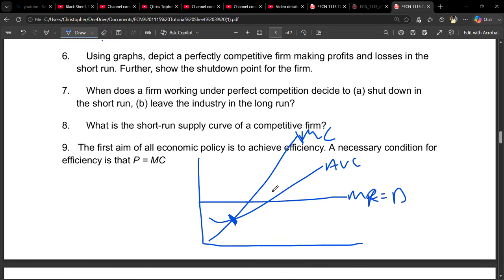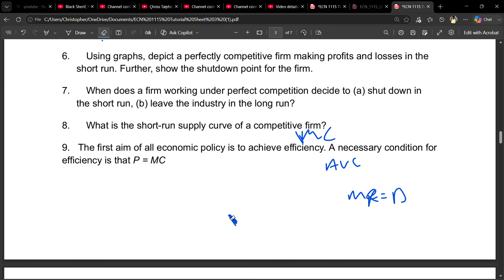That's what I mean. So from here to there, it is upward sloping because of the law of diminishing marginal returns. The more you add a variable input to the fixed input, you find that marginal returns decrease, then it will start rising. The average cost will start going up.